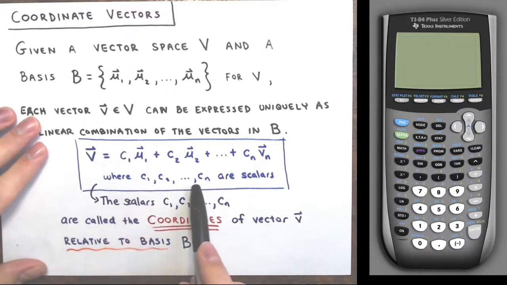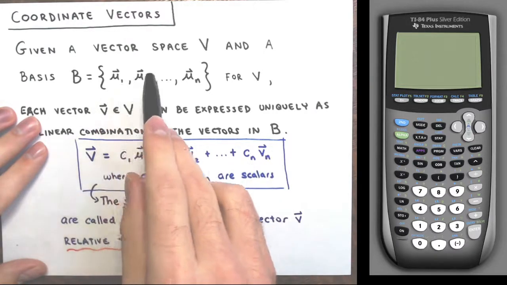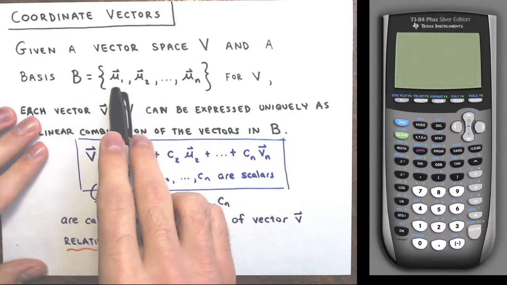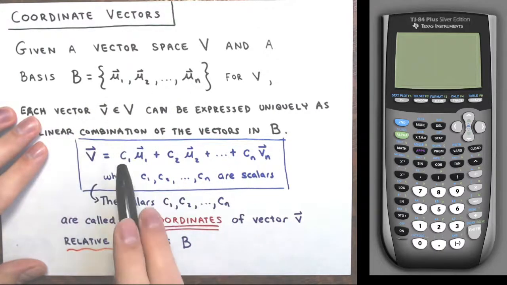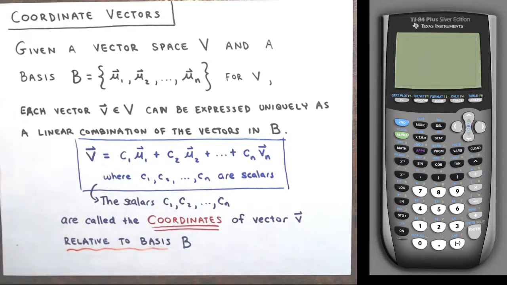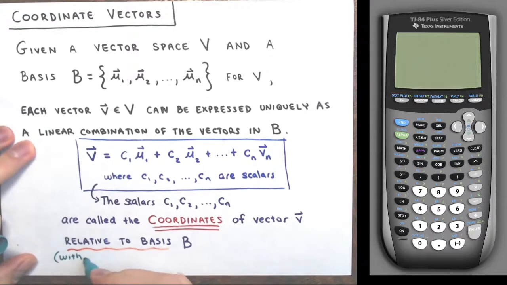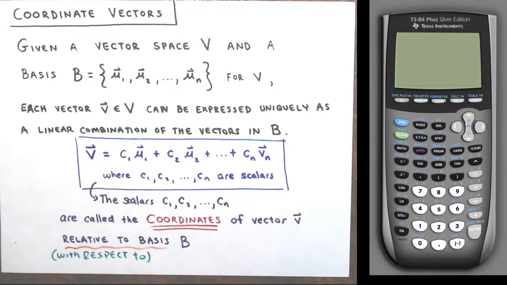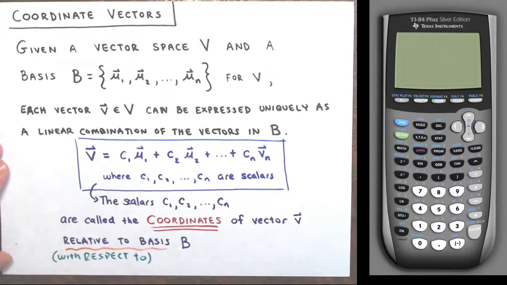And all these scalars, these coefficients of the vectors in that order, in the order of u1 and so on, sometimes they refer to this as an ordered basis because we're going to look at the vectors in that particular order. The coefficients in that particular order, those scalars, are called the coordinates of vector v relative to basis B, or you could say with respect to basis B. Same thing.